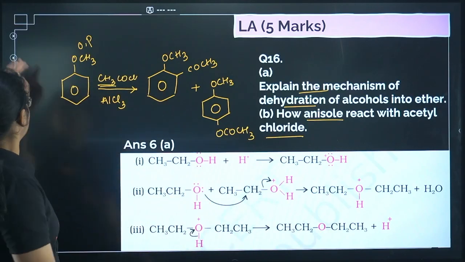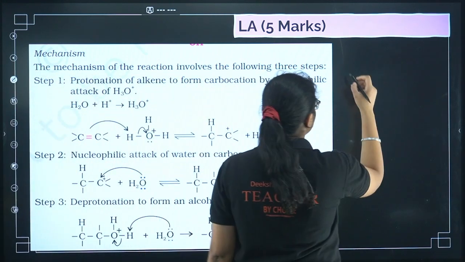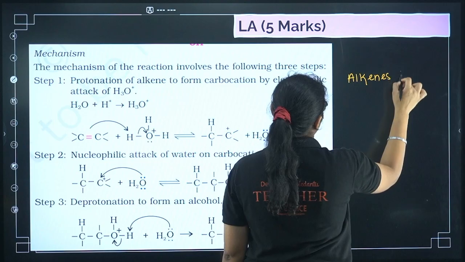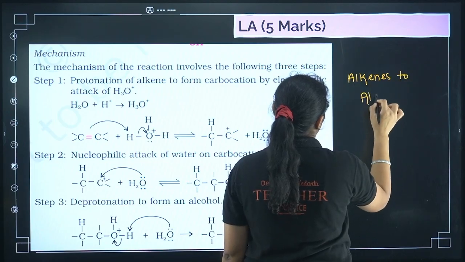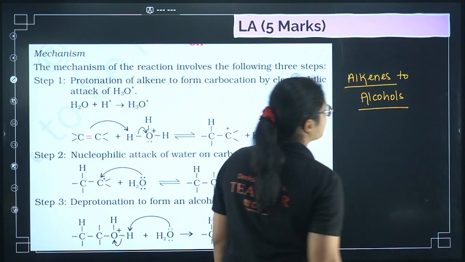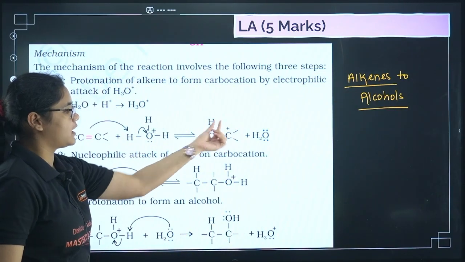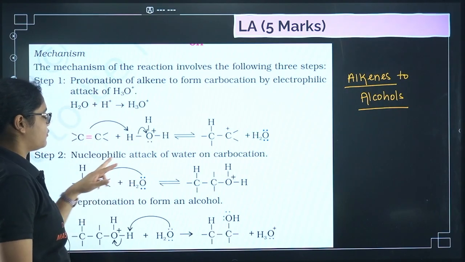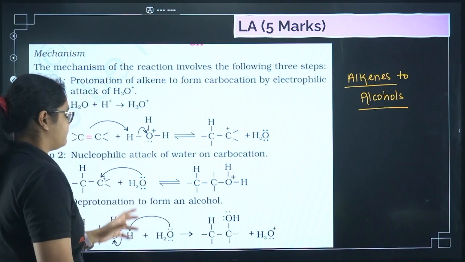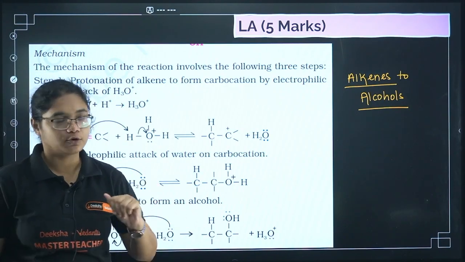Okay. Next, we will have another mechanism, that is mechanism of alkenes to alcohols. Alkenes to alcohols mechanism also you should know. So first of all, there is attack of the electrophile. There is a carbocation formed here, and after that water molecules are added here, so you'll get a protonated alcohol, and finally there is deprotonation. Okay, so these three mechanisms you have to follow.